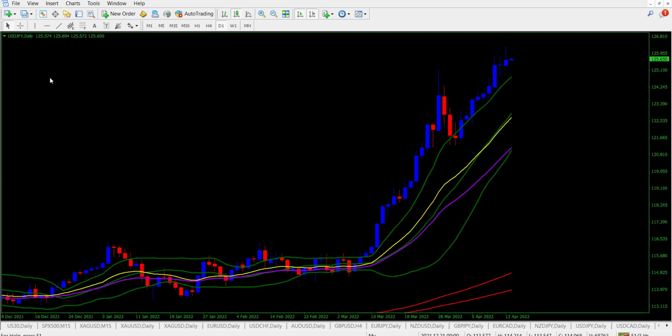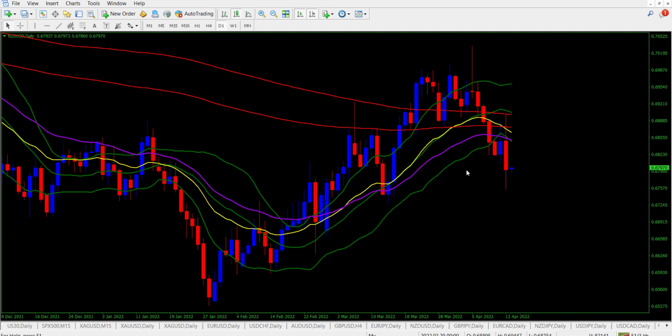The first one is the USD in buy. As I told you in my previous video, it's trading around the resistance area and the previous day bar is also not good, so I'll ignore this trade. The next is New Zealand dollar sell. As you can see, all the moving averages are pointing up and the trend in the New Zealand dollar is up, so I'll ignore this trade too.